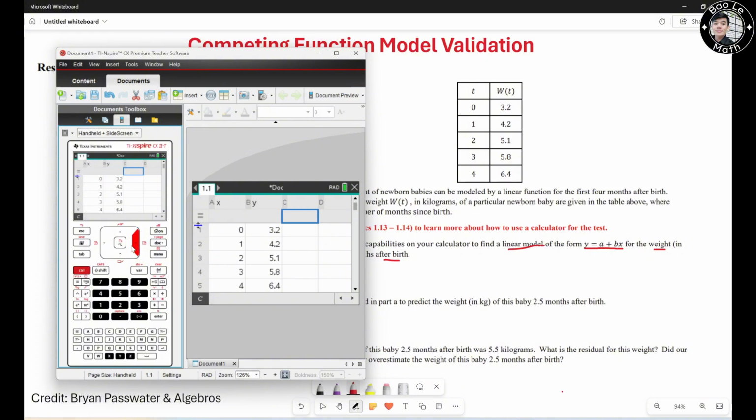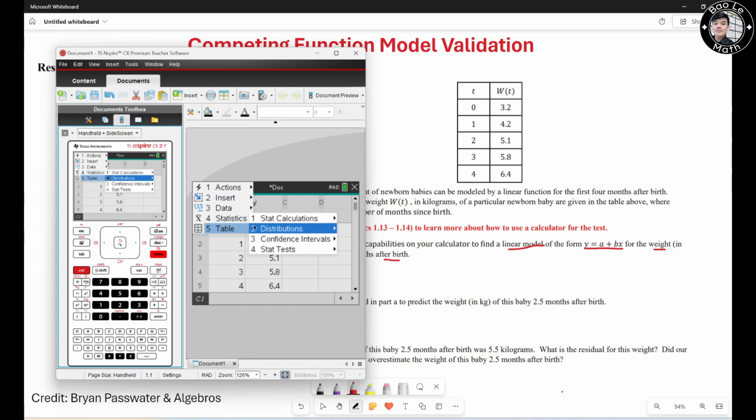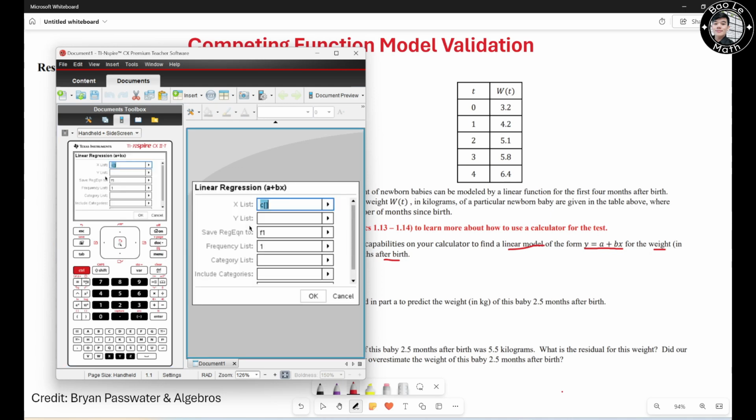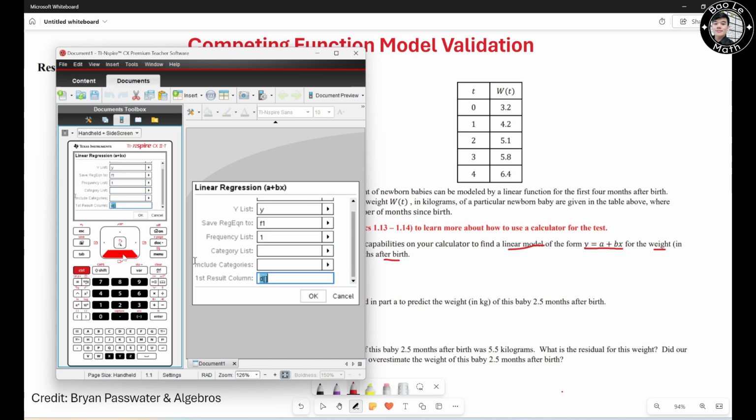And then you move your cursor to the plain rectangle right here. You hit menu, start, go to start calculations, and then find number 4 right here, linear regression. The first one right here you need to put X. The second one right here you need to put Y. This is F1 to have the calculator store your function. So go down, hit OK.